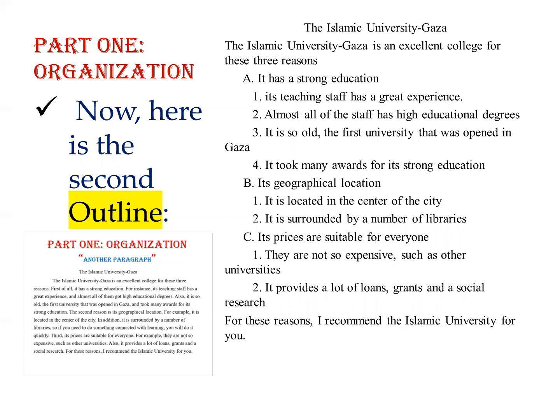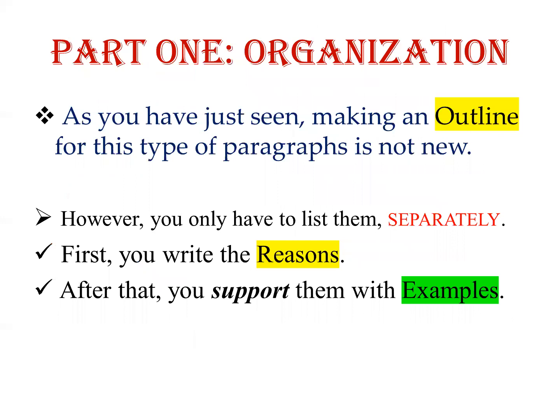So this is all about outline. You only bring the main reasons, okay? You summarize them. Then you put your examples. And if you have related examples, you also put them. Okay, right now, as you have just seen, making an outline for this type of paragraphs is not new. However, you only have to list them separately. You list your reasons. First, you write the reasons. After that, you support them with examples. And it is really easy. You put the reasons, then you support your reasons with examples, but try to summarize them, not to put everything explicitly, okay?